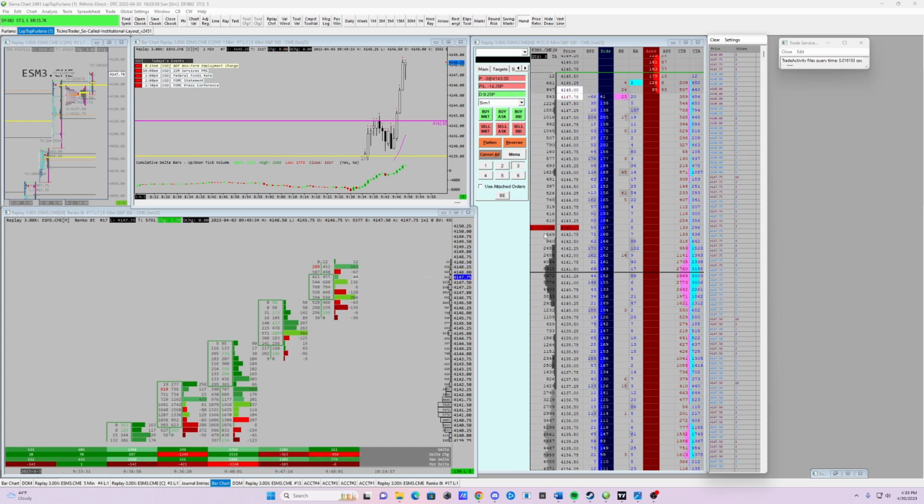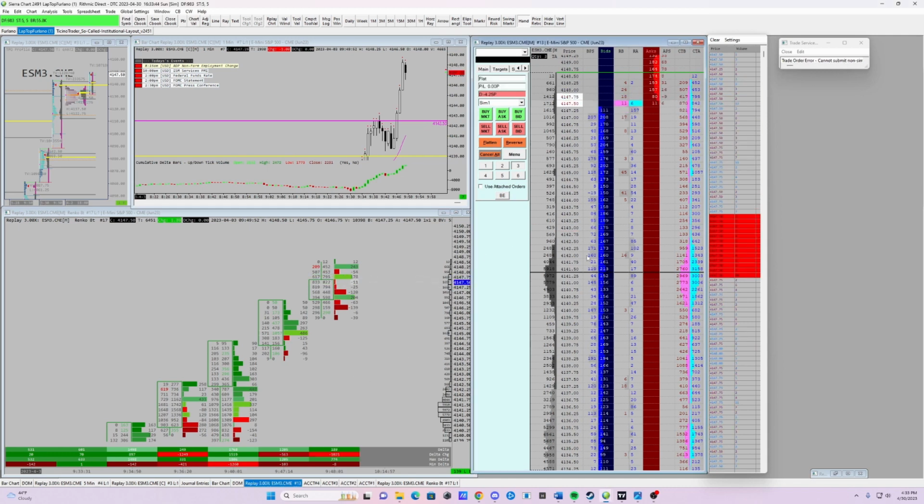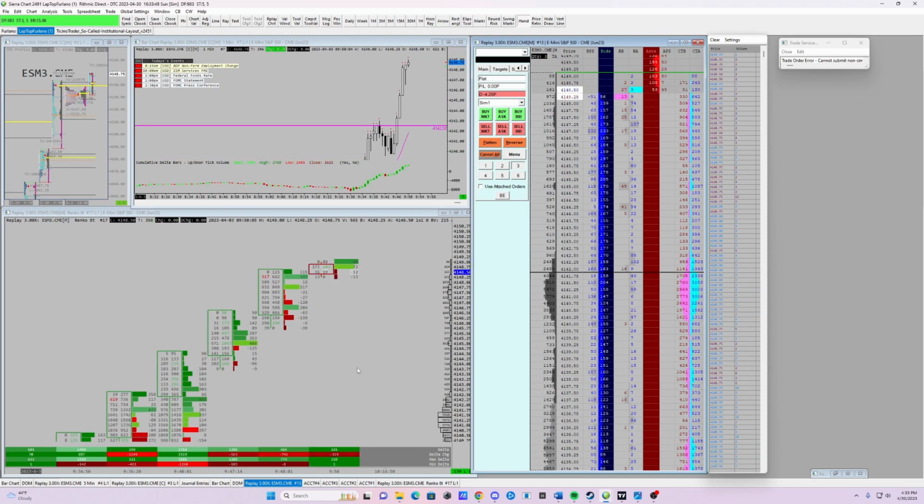Now you can see, I didn't even notice, but somehow the sim got us into a trade here. I'll just flatten it out and we'll continue. I've got to figure out what's going on with that. I'm not sure why it does that. And we'll continue watching this here for a little bit.